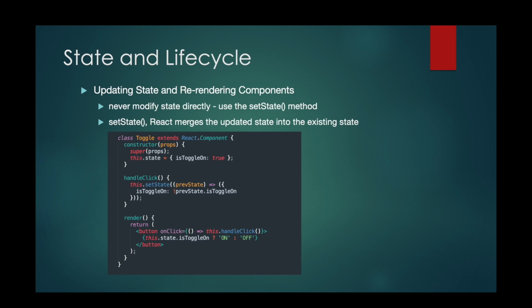In summary, state and lifecycle methods are essential concepts in React for managing dynamic data and performing actions at different stages of a component's lifecycle. By understanding how to manage state and utilize lifecycle methods effectively, you can build robust and interactive React applications.